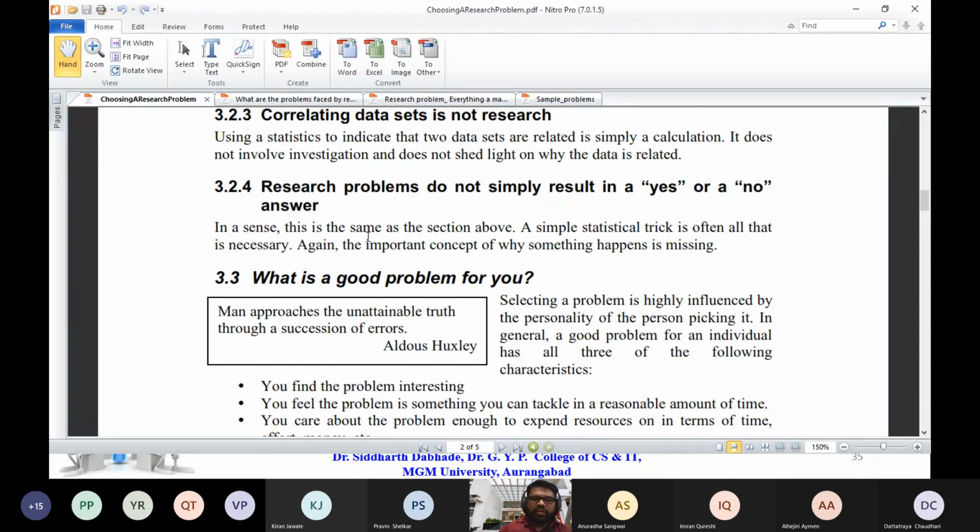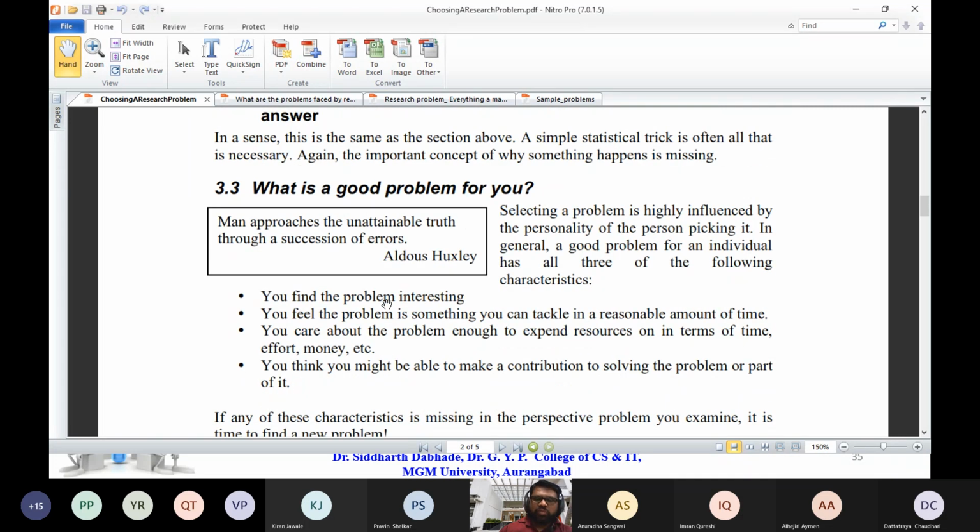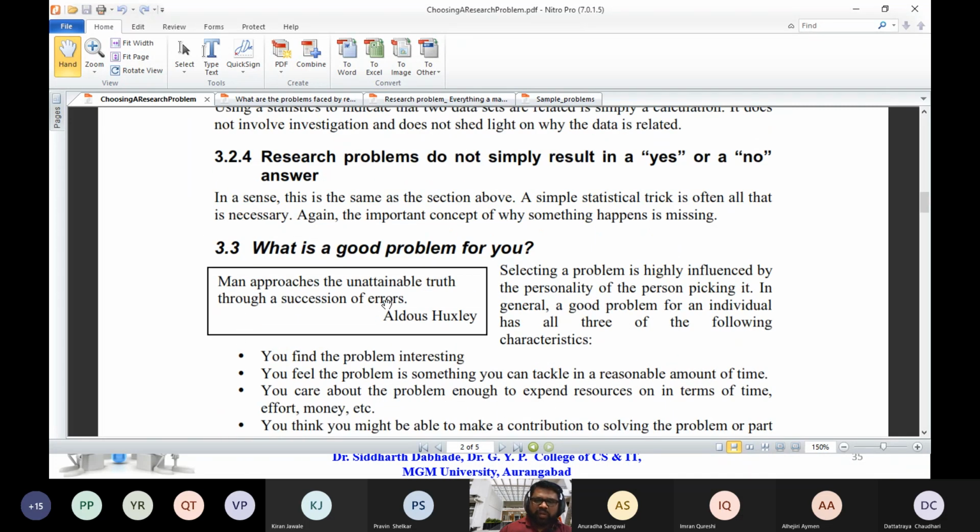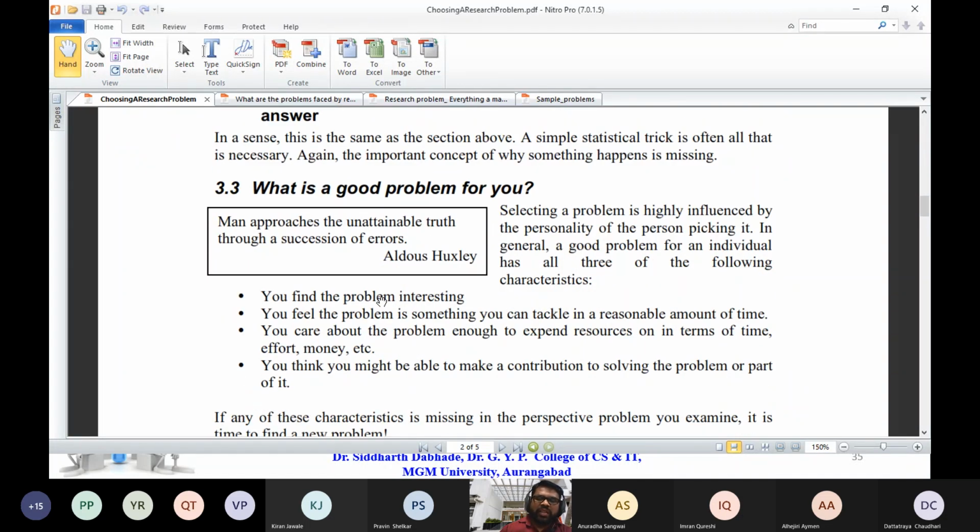Whenever you are deciding your research problem, do not simply answer yes or no. It is not just a yes or no. We need to give the appropriate steps for how your research problem will be solved. What is the specific method, and what is the complete methodology that will solve the complete problem?